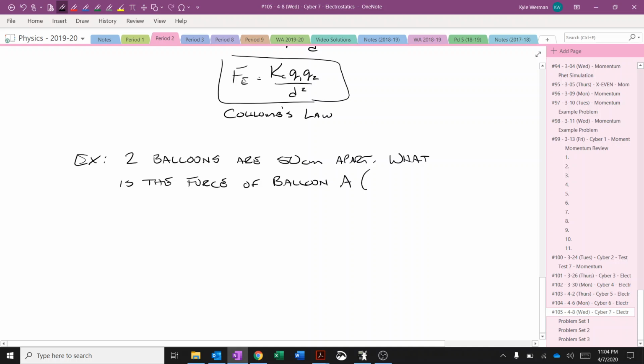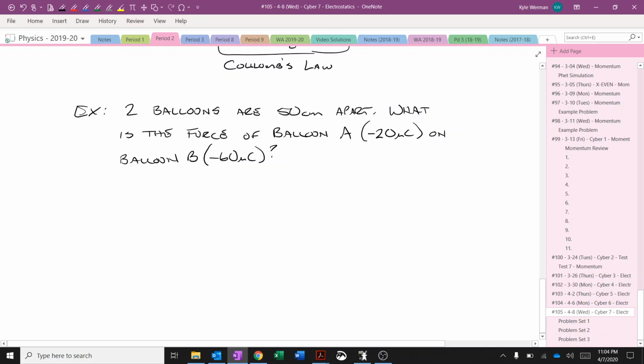Balloon A was, I believe, negative 20 microcoulombs. And I want to know, what is it doing to balloon B, which was negative 60 microcoulombs. And just like before, we can draw a quick picture. You have balloon A and balloon B.